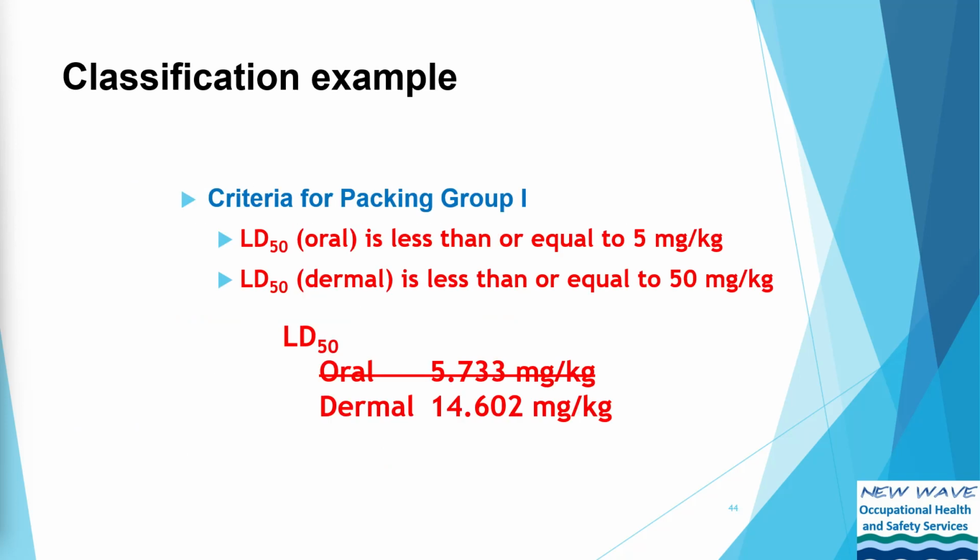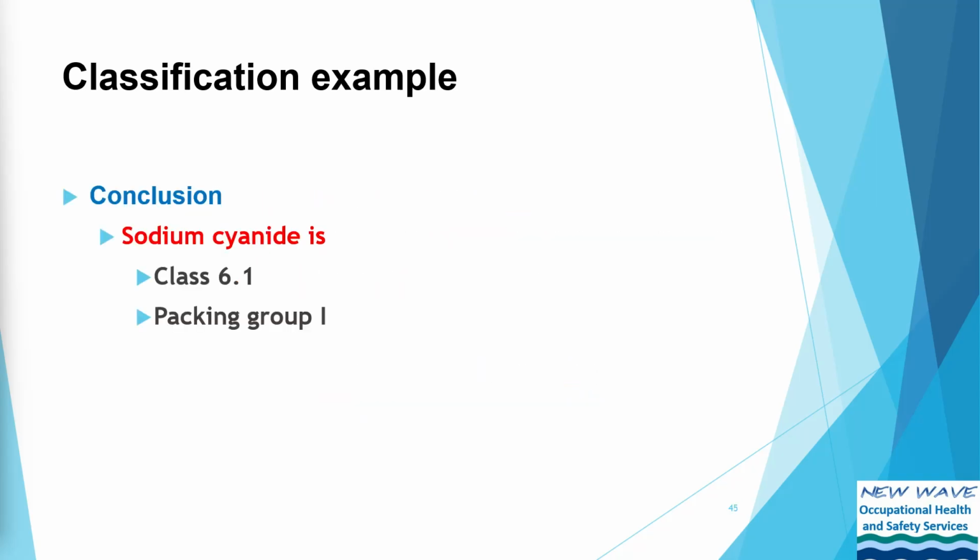The criteria for packing group 1, the greatest danger, for class 6.1 are an LD50 oral of less than 5 milligrams per kilogram, an LD50 dermal of less than 50. Sodium cyanide's oral value of 5.733 is too high for packing group 1. However, its dermal LD50 is well within range. As we always take the lower packing group, we classify sodium cyanide in packing group 1. And our final conclusion? Sodium cyanide is class 6.1, packing group 1.